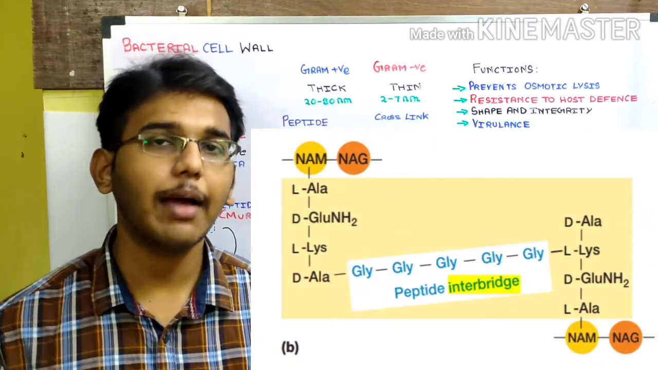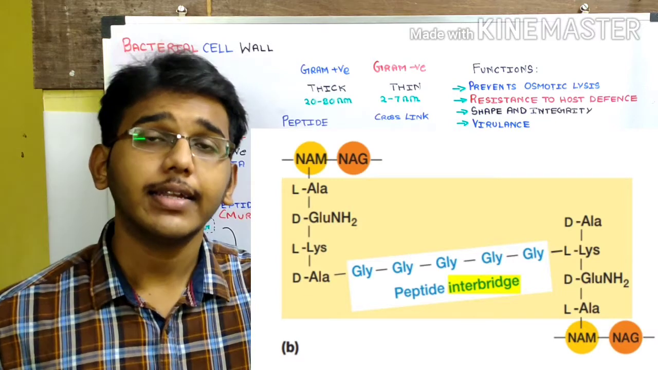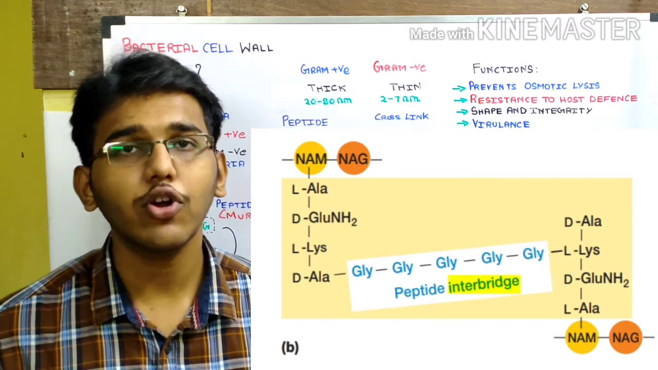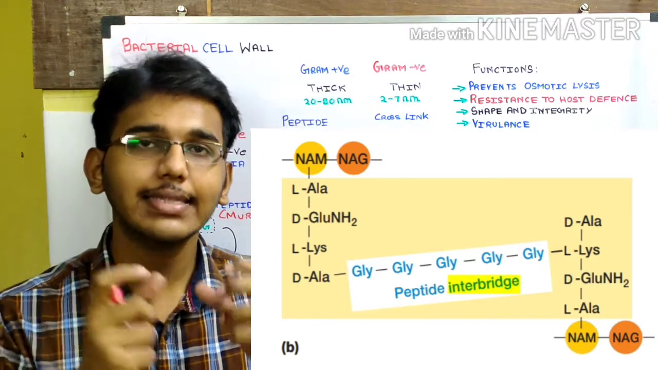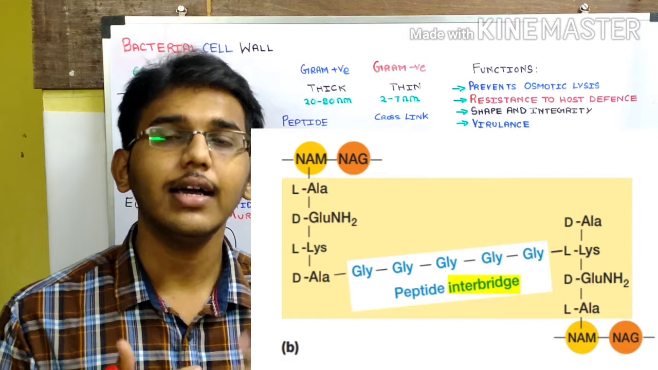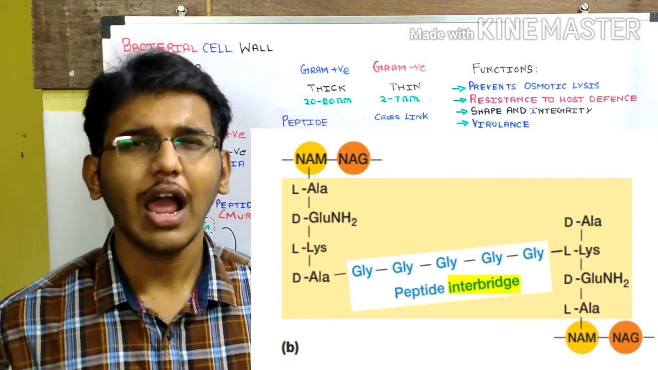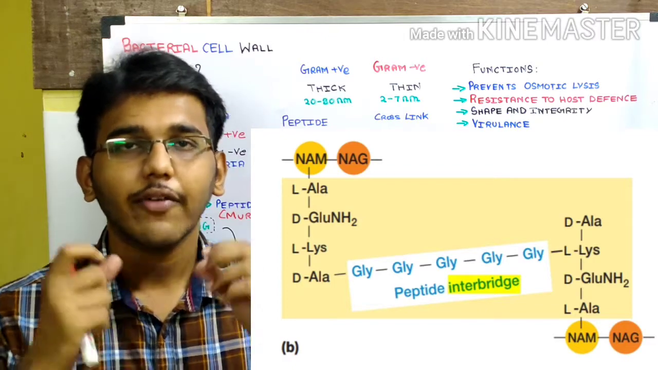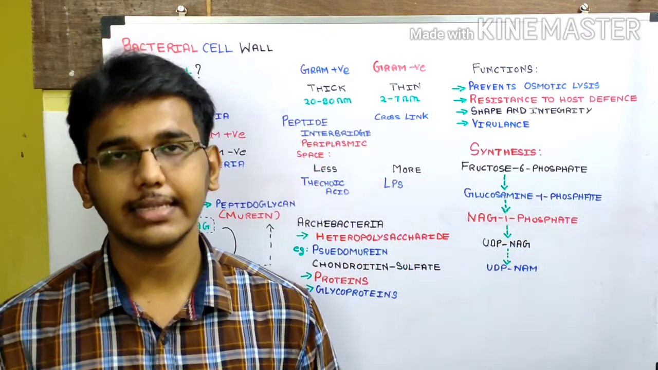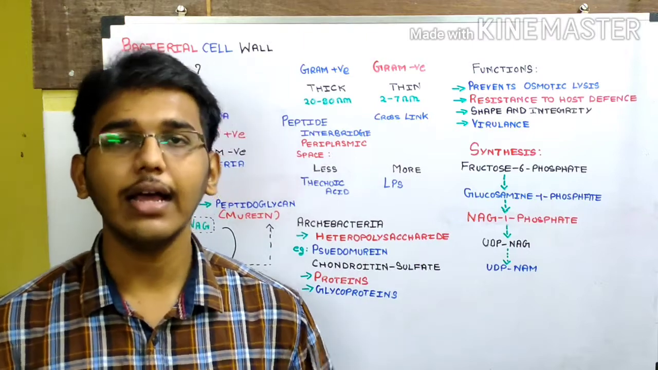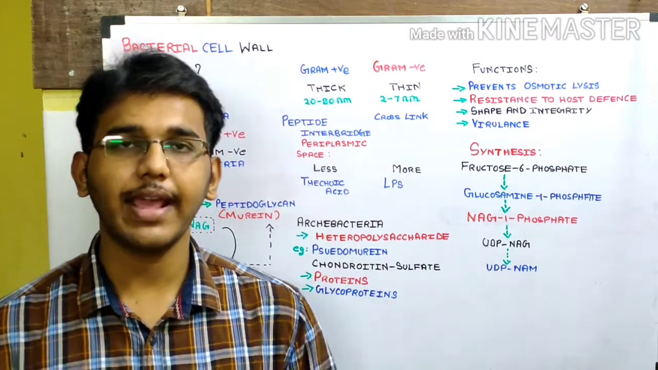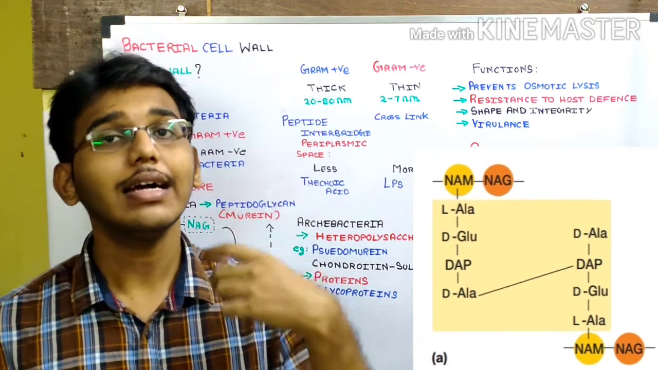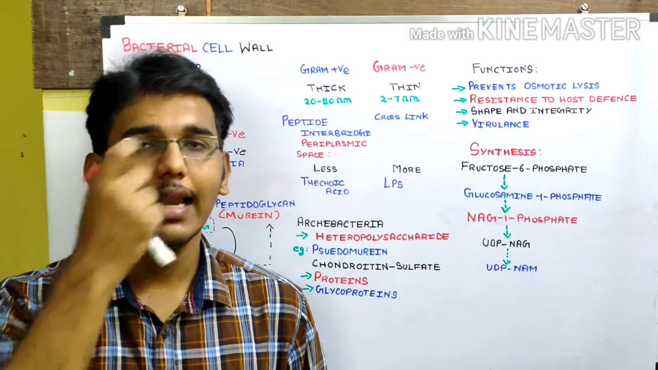In the gram positive bacteria, the D-alanine molecule of the peptidoglycan subunit is attached to the diaminopimelic acid molecule or the L-lysine molecule present in the consecutive peptidoglycan molecule, and this link is made with the help of a peptide interbridge made up of glycine amino acids. In gram negative bacteria, this peptide interbridge is replaced with just a link between D-alanine and the diaminopimelic acid molecule or the L-lysine molecule.